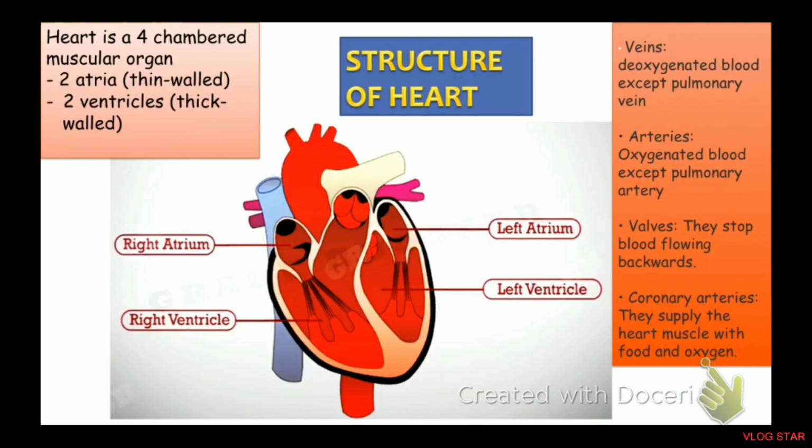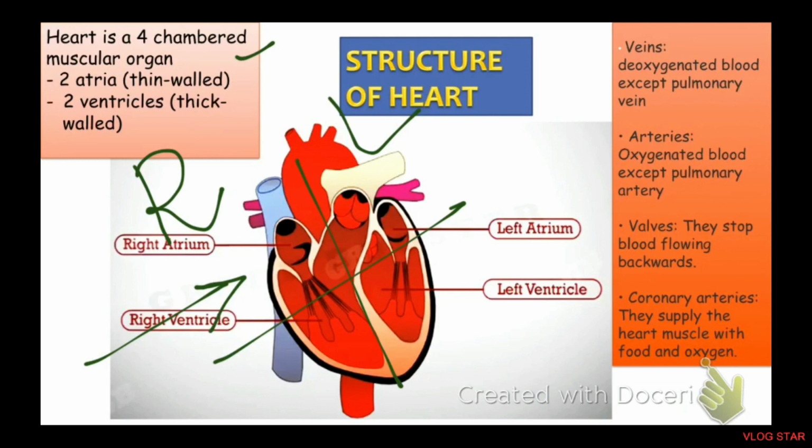So the heart is a 4-chambered organ. You can actually divide the heart into 4 chambers here. Basically this is your right side and this is your left side. On the right side, this is again divided into half. The upper half is called the atrium, whereas the lower half is called the ventricles.